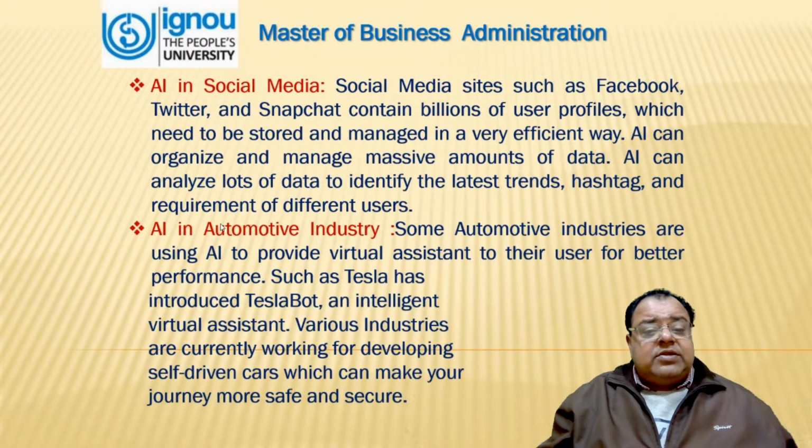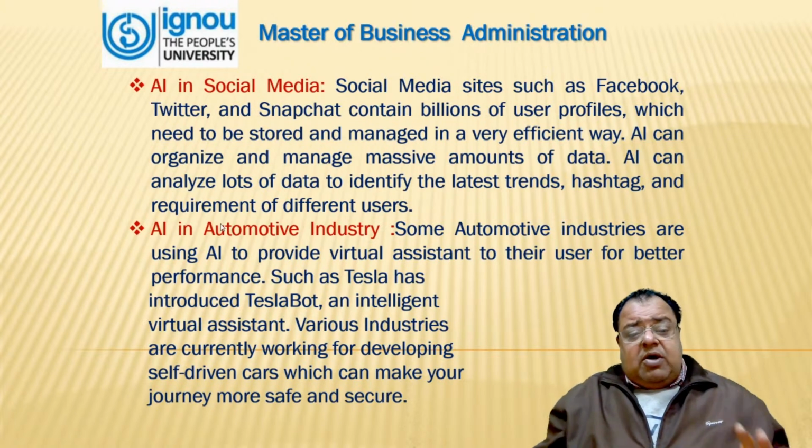Artificial intelligence in social media. Social media sites such as Facebook, Twitter, and Snapchat contain millions of user profiles, which need to be stored and managed in a very efficient way. Artificial intelligence can organize and manage massive amounts of data, and can analyze lots of data to identify the latest trends, hashtags, and requirements of different users.